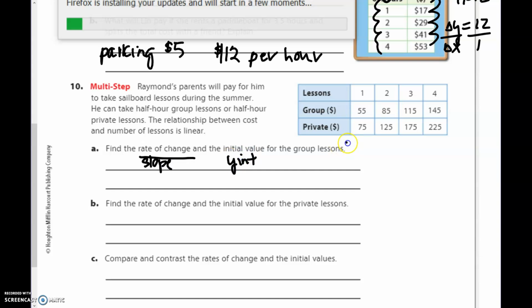Okay, and we're doing group lessons in this particular one. So I'm just going to look at those first two pieces of data. So if I want to keep this going, 4, 3, 2, 1, 0, and then what's this pattern? So remember, I'm going to take 85 minus 55, and I get 30. So now I'm going to take 55 and subtract 30 to see what this number is going to be over here, and I would get 25. So what we have here is this initial value for group lessons is you have to pay $25 just to sign up for sailboard lessons. So the initial value is $25 just to sign up.